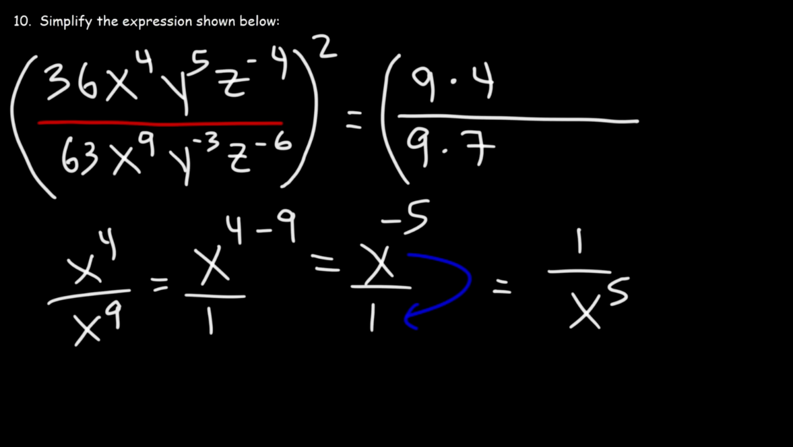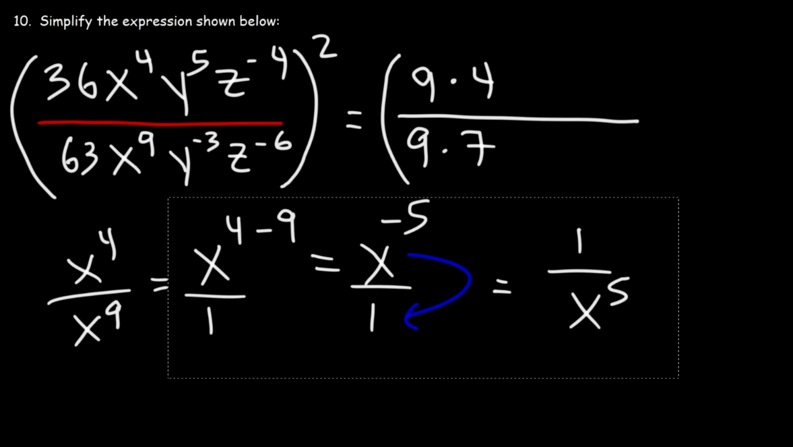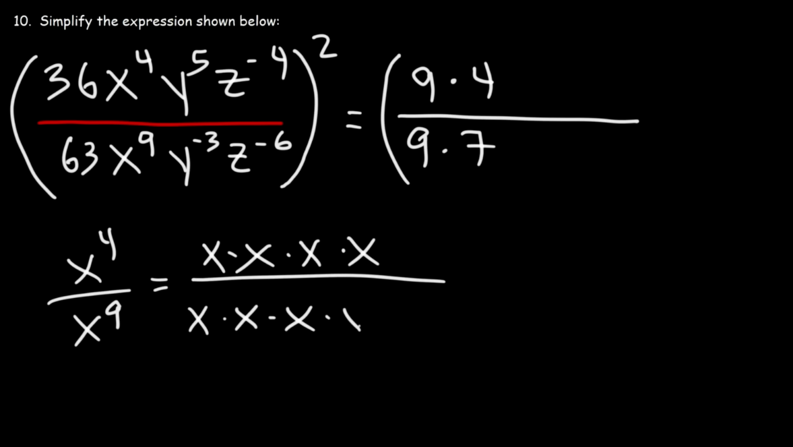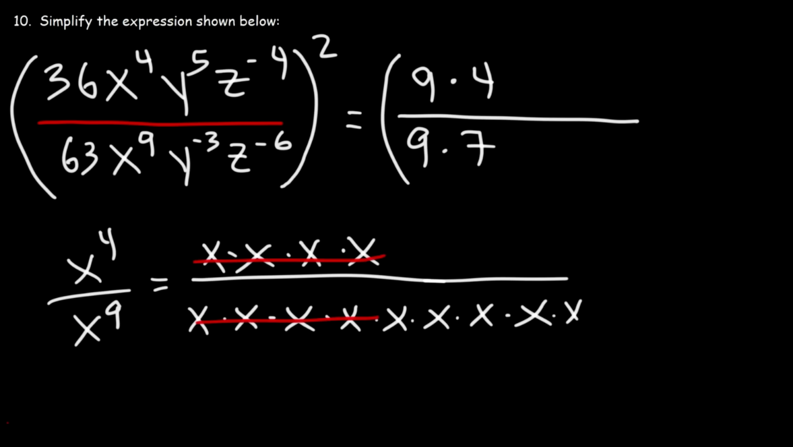Now for those of you who wish to understand it, you can do this. So we can expand x to the 4th by writing 4 x variables, and x to the 9th, I'm going to write out 9 x variables. So we can cancel 4 on top, 4 on the bottom. So we don't have any more x variables on top, so we're just going to put a 1. And on the bottom, we have 5 x variables, so this is 1 over x to the 5th. That's another way in which you could see it. So let's put that on the bottom.